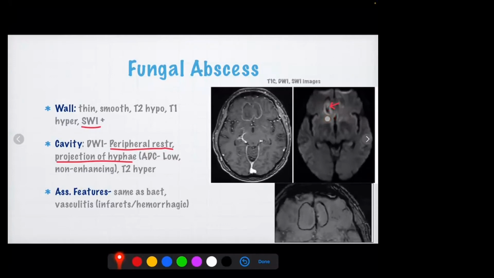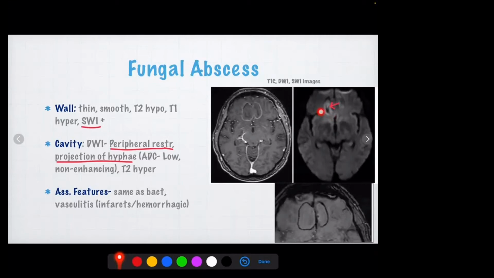Inside this also, Dr. Rakesh Gupta, who was ex-HOD of radiology at SGPGI, had a great emphasis on this projection from the fungal wall into the fungal cavity. These projections are diffusion restricting, correspondingly low on ADC, and they actually constitute the hyphae projecting inside the cavity. So this is not random; this is quite a specific sign.